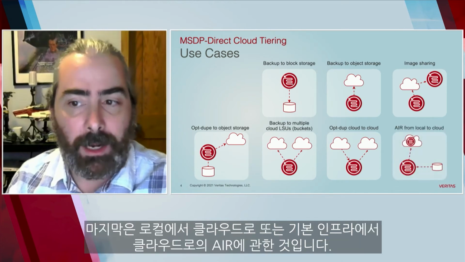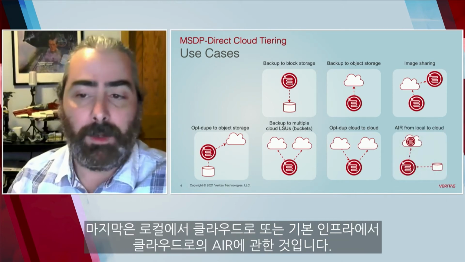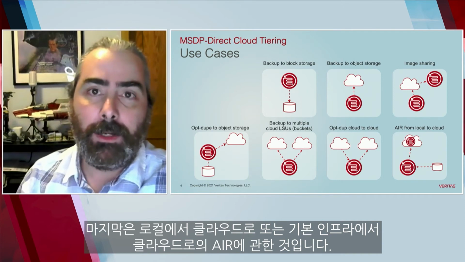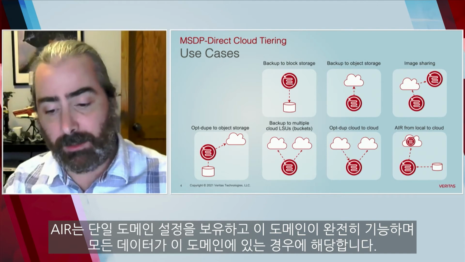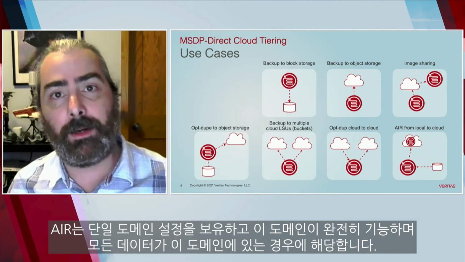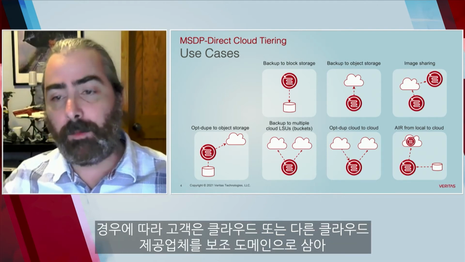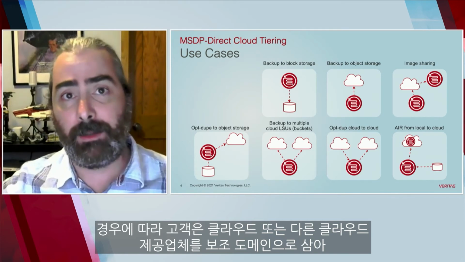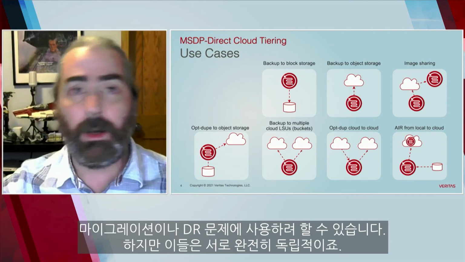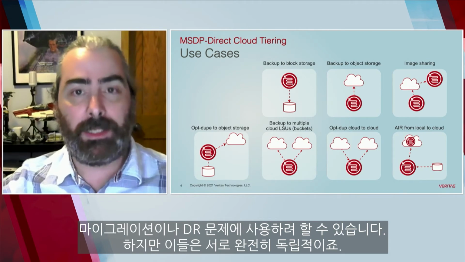And finally, AIR from local to cloud, or from your primary infrastructure to cloud. AIR is something we have that if you have one domain set up and this is a fully functioning domain, you have all your data there. Well, you may wish to have, say, in a cloud or a different cloud provider, a whole secondary domain that you can use for migration efforts, for DR recovery issues, and they're completely independent of each other.